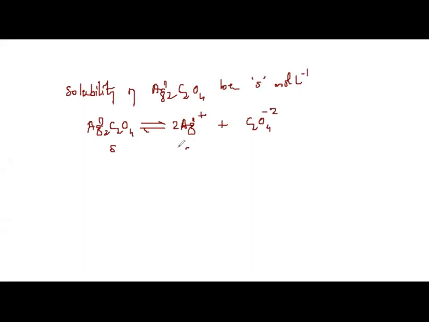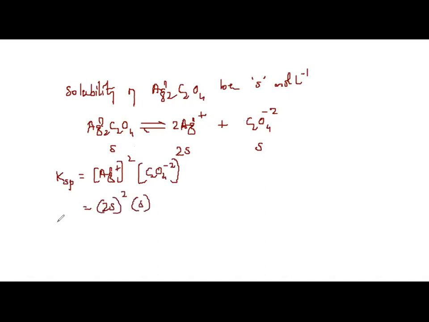So this is 2s, because there are 2 coefficients, and this is correct. How do you write the solubility product? Ksp is equal to the molar concentration of Ag plus raised to 2, into the molar concentration of C2O4 2 minus raised to 1, because there is only one coefficient. So Ag is how much? 2s, raised to 2, and this is s. Therefore, Ksp is equal to 4s square into s, which is 4s cube.